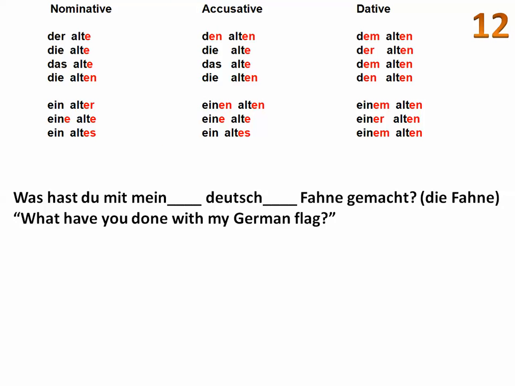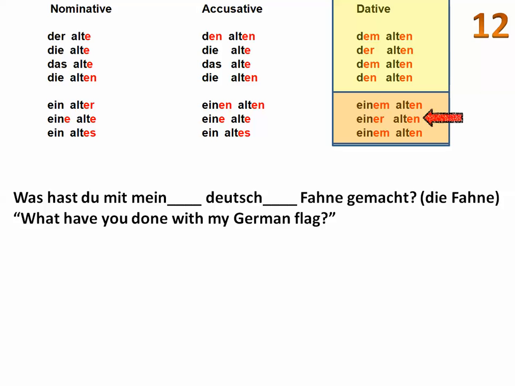Another example. Nummer 12. Was hast du mit mein Deutsch Fahne gemacht? So, what have you done with my German flag? Mit is dative. And since mine is like a possessive pronoun, it's an indefinite article, just like ein. And the flag was originally a feminine noun, die Fahne. So, was hast du mit meiner deutschen Fahne gemacht?